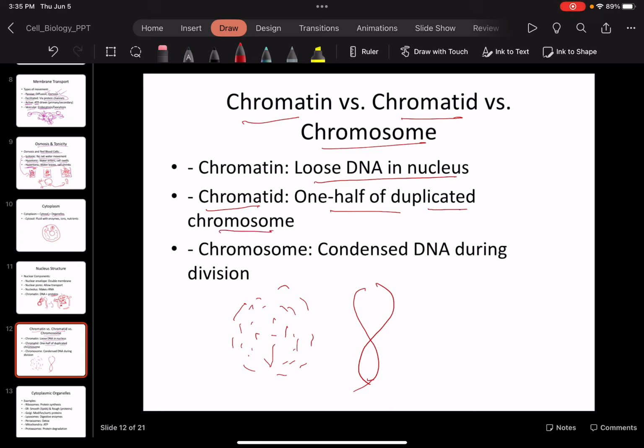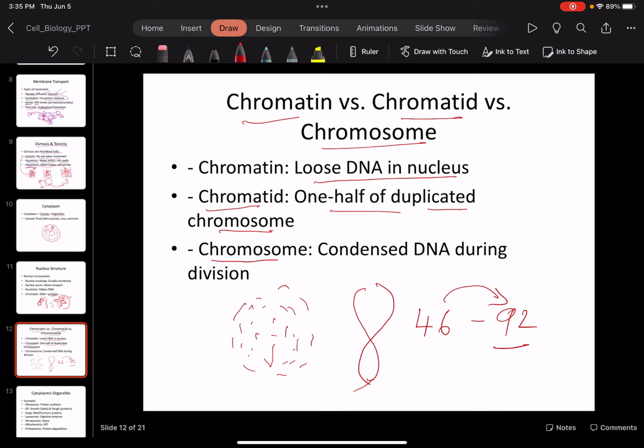Chromatid is one half of a duplicated chromosome. Once DNA replication happens, for example, the 46 chromosomes in a human, 23 pairs, become 92. That's a double of this one. That's very important. That is the part we call the chromatid.